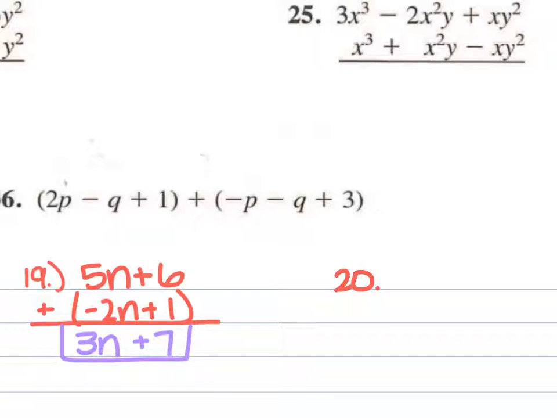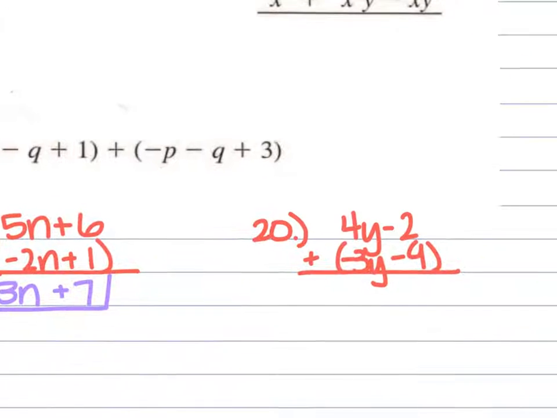For 20, we have 4y minus 2 as well as negative 3y minus 9. So 4y plus negative 3y is just y, and negative 2 plus negative 9 is a negative 11. So y minus 11.